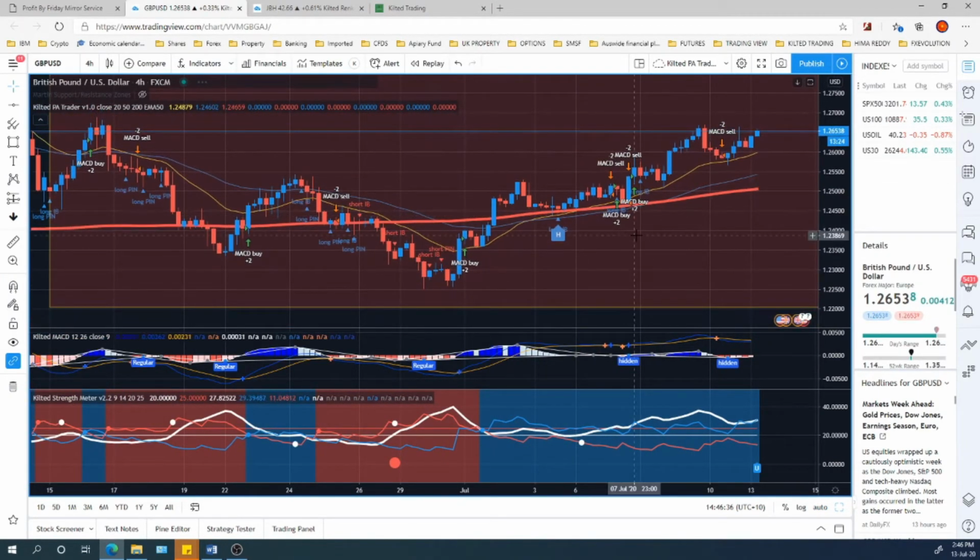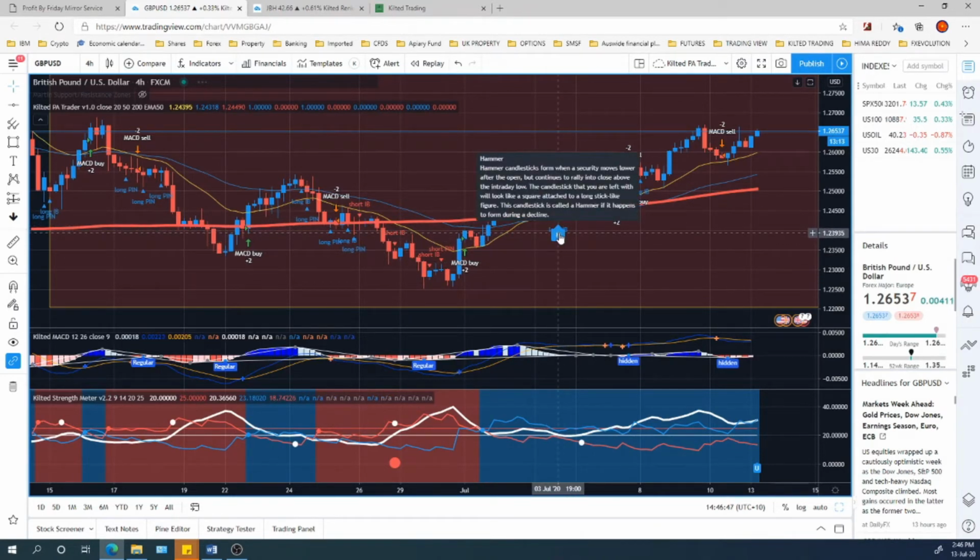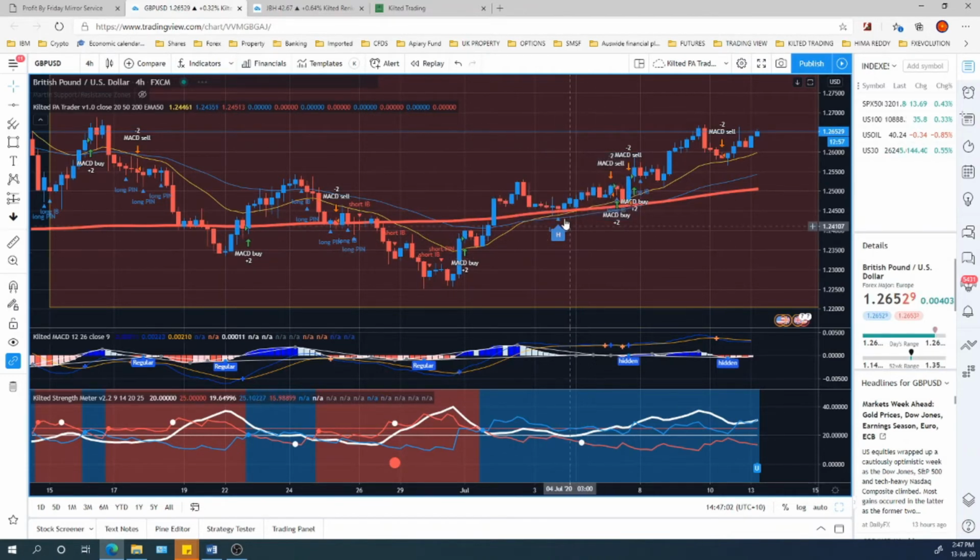Automation is what we're all about here at Kilted Trading, making things easier for you to trade. So you've got a hammer candle here. If you just hover over the actual candle, the flag here on the chart will tell you a little bit about what the candle means. This one is very bullish when you have a situation like this where you're sitting right on the moving averages. This is telling me that it wants to go up. You've got the yellow above the blue, which is the faster moving average above the slower one, which is good.